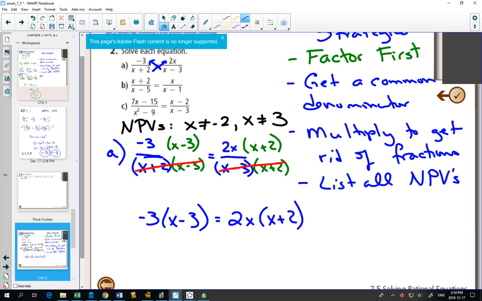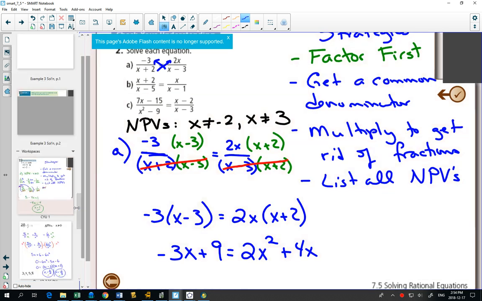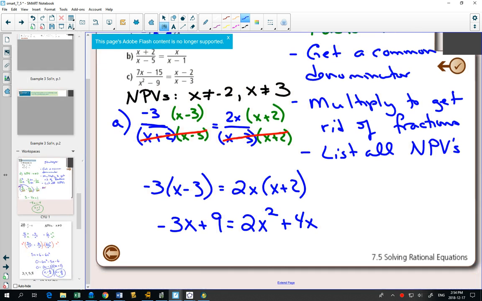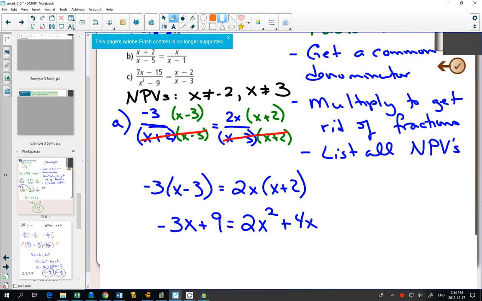So let's combine some like terms. If I distribute, I'm going to get negative 3x plus 9 equals 2x squared plus 4x. It's a quadratic equation. We solve quadratic equations by making one side equal to 0. Two x squared, add 3x to both sides.